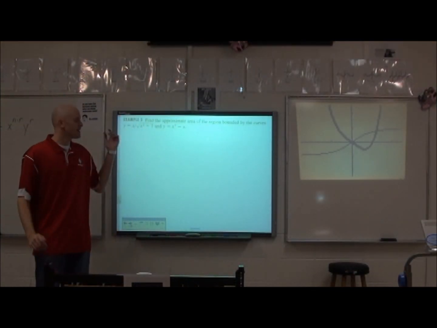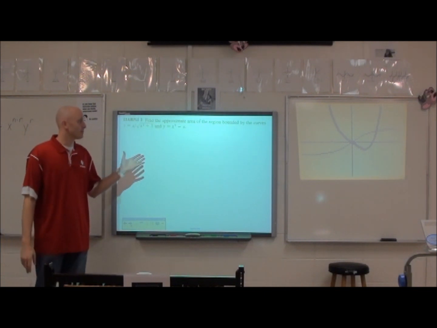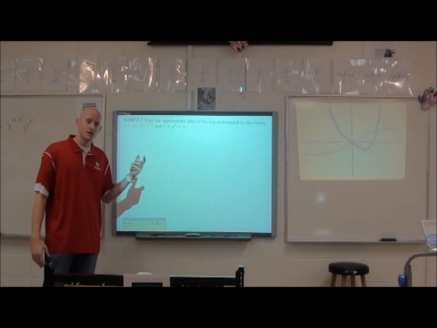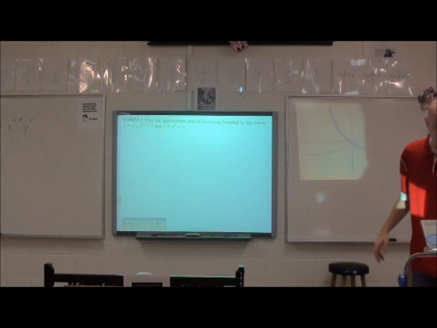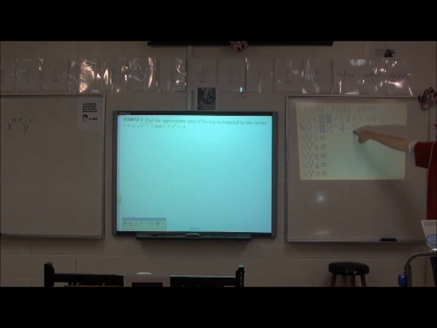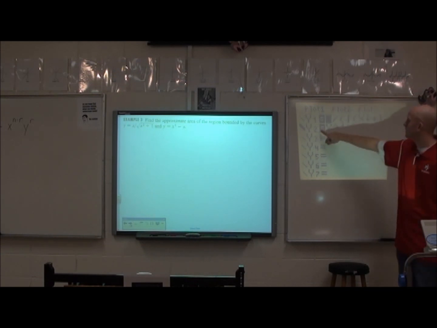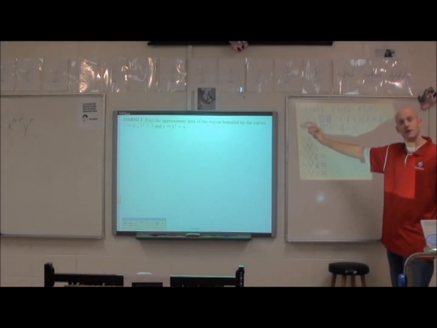Alright, now for example 3, we're given 2 equations and we want to find the area between those 2 equations, and we're going to use the calculator again. You can see that in my y equals, I have the square root as the denominator in y1 and the 4th power polynomial in y2. And one way you can tell the difference between the two is I went ahead and made the y2 the darker line or the thicker line.